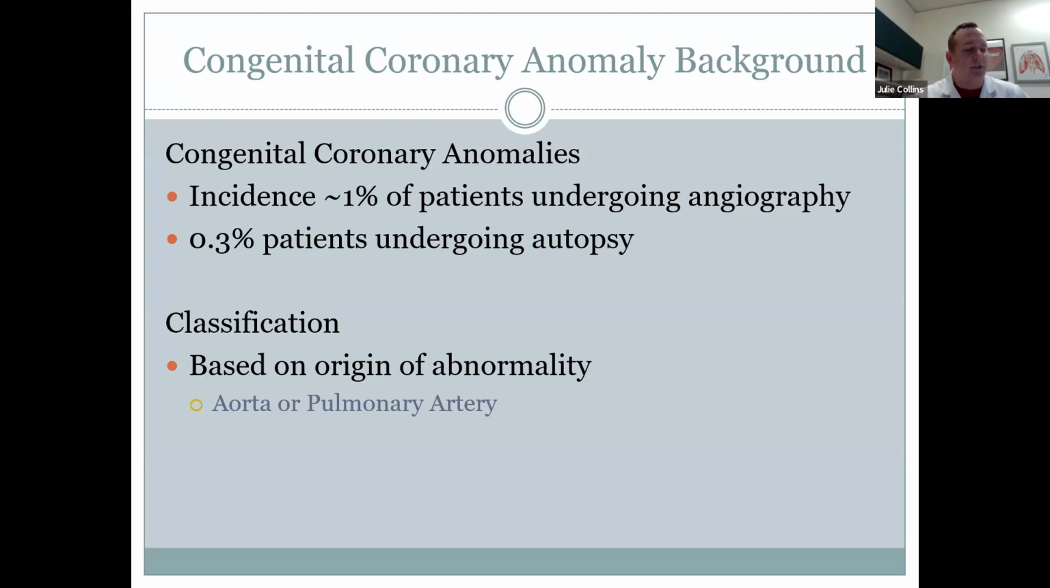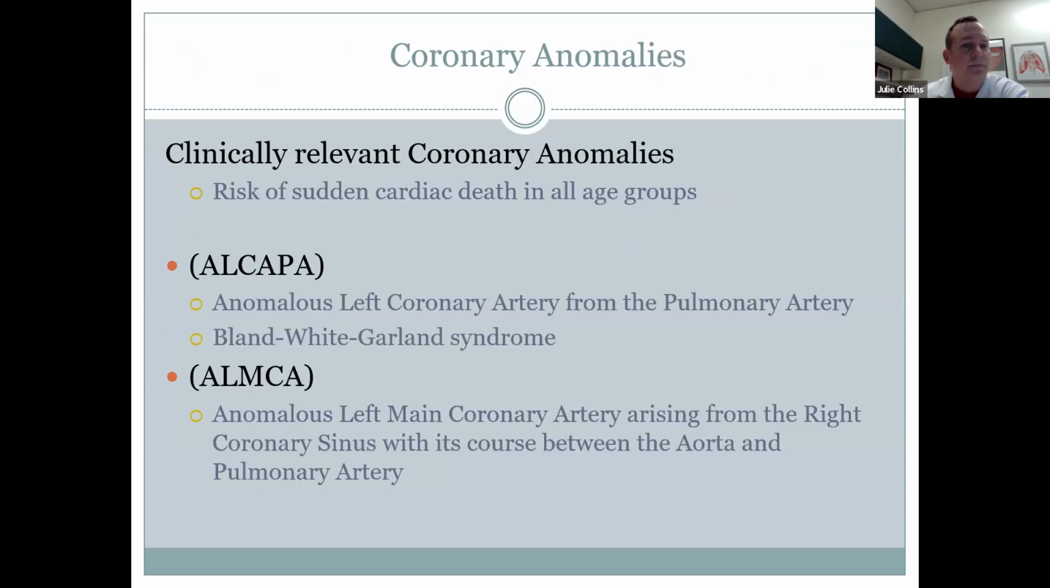Your book highlights 2 relevant coronary anomalies, so that's pretty much what we're going to talk about. There are many different types of coronary anomalies, but there are 2 main ones. And anytime there's an anomalous coronary, it's going to carry a risk of sudden cardiac death in all groups. So here are the 2 clinically relevant coronary anomalies your book highlights: ALCAPA and ALMCA.